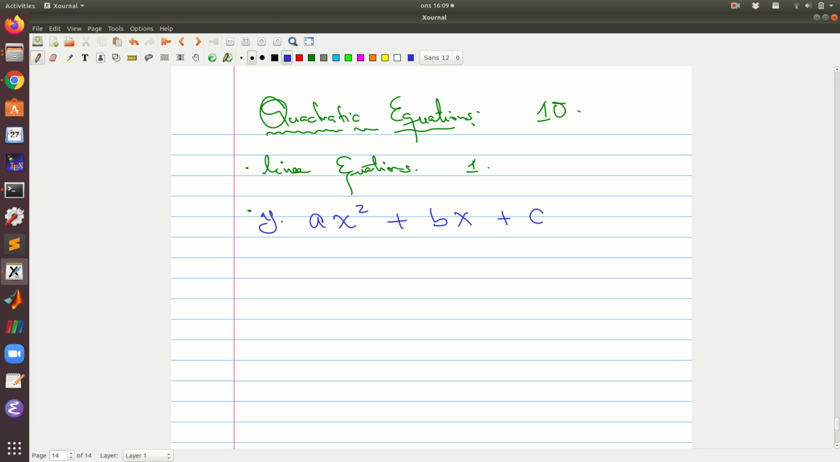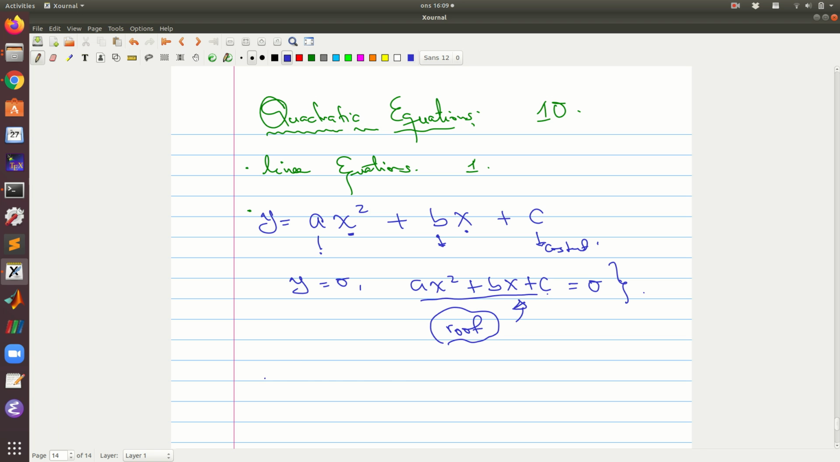Okay, y equals ax squared plus bx plus c, where a is the coefficient of the square term, b is the coefficient of the term in x, the linear term, and then c is the constant. So if y equals 0, then we are solving the quadratic equation ax squared plus bx plus c equals 0. Now when we solve for this, which simply means that we want to find the roots of this equation here.